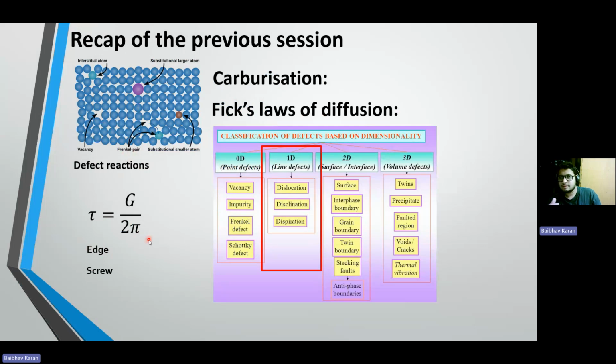If the movement is easier, if the breaking of bonds is easier, that means the stress will be less. So therefore, in real cases, we observe very less stress or very less strength as compared to the theoretical strength. The only reason is due to the presence of dislocations.